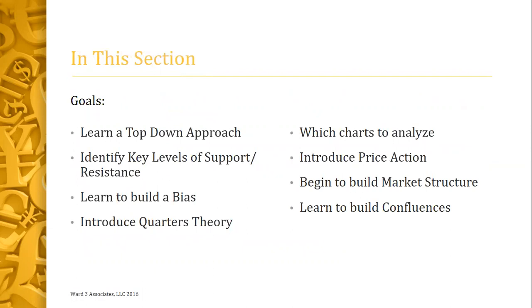All right, the goal in this section is to learn a top-down approach. You're going to identify key levels of support and resistance. This is where we learn to begin to build a bias or our list of confluences, okay? It's going to go over which charts to analyze when you're looking to trade. It's going to introduce you to price action and begin to build market structure, all right?